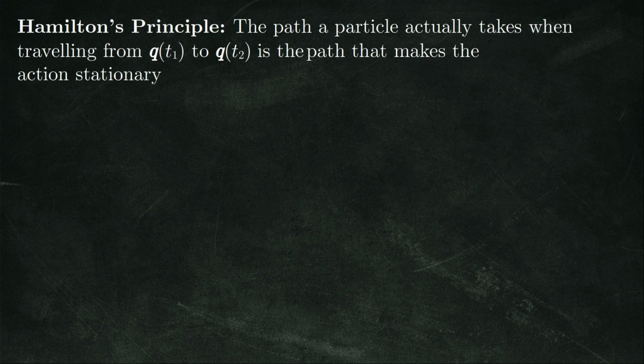The key principle that underpins everything we're going to see in this course is Hamilton's principle. And this says that the path a particle actually takes when travelling from its start point to its end point is the path that makes the action stationary. Now, this is sometimes called the principle of least action, but it's not necessarily that the action is a minimum.